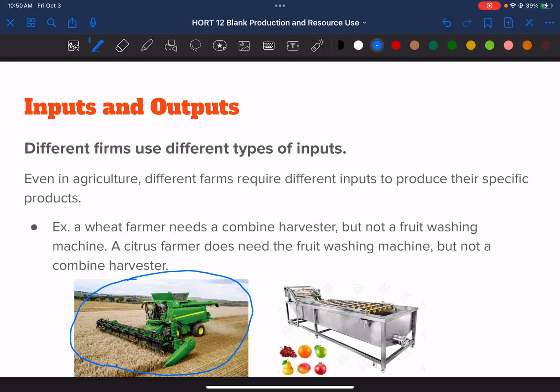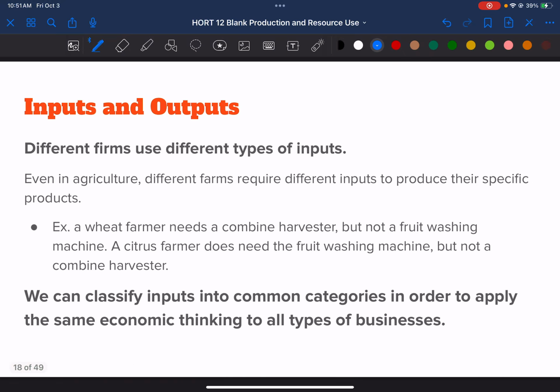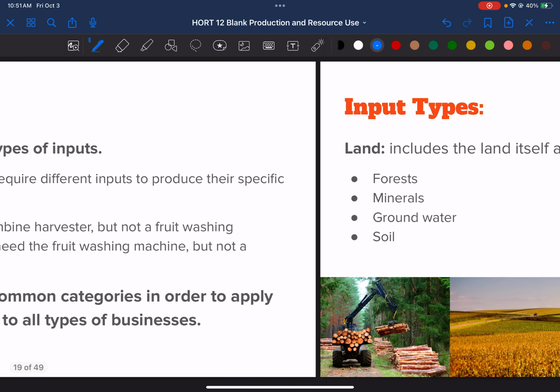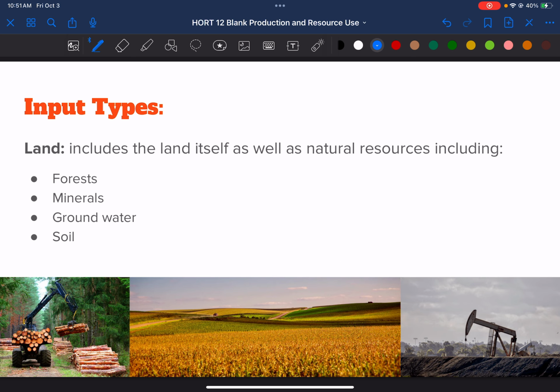So in order to simplify things, we can classify inputs into common categories. And we do this so that we can come up with a set of principles or a set of decision-making tools that can be applied to any type of business. So a wheat farmer and a corn farmer can use these principles to make decisions, even though they use different specific inputs. We put the inputs into common categories. So we're going to talk about the 4 common categories of inputs in agriculture. The first one is land.